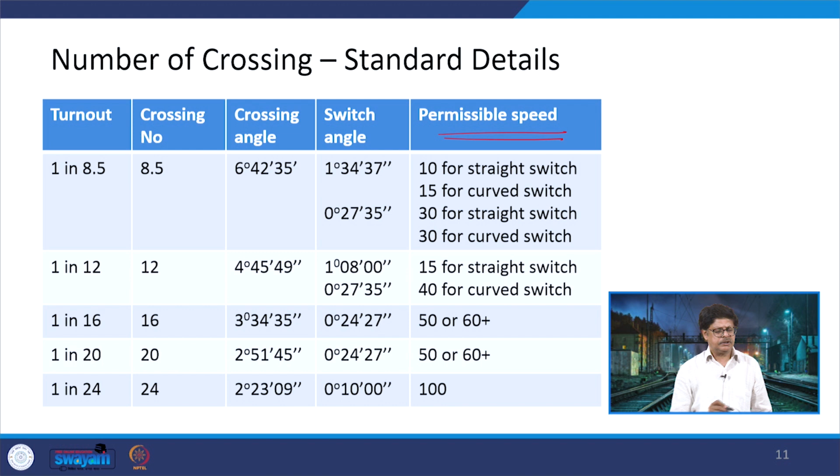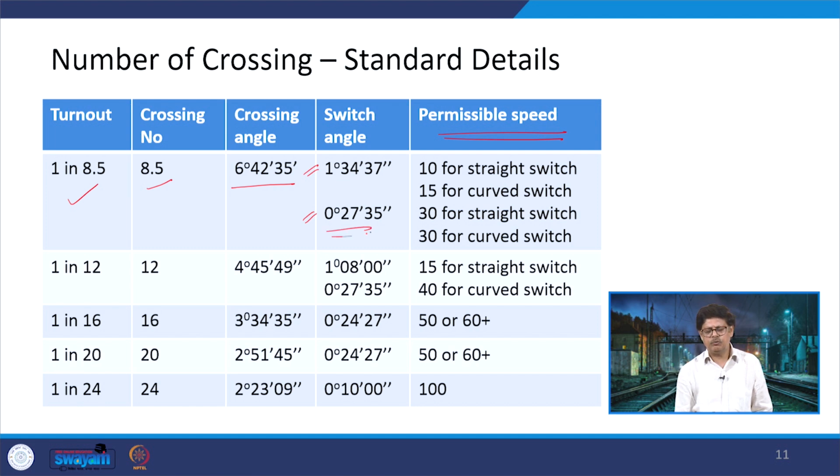So, if we consider the first one, which is 1 in 8.5, obviously N equals 8.5. So, the crossing number is 8.5. For that, if you convert the values into an alpha, what we get is 6 degrees 42 minutes and 35 seconds. Now, there are two possibilities of having a switch angle. One is a bit larger, that is 1 degree 34 minutes and 37 seconds, but the other one is 0 degrees 27 minutes and 35 seconds.